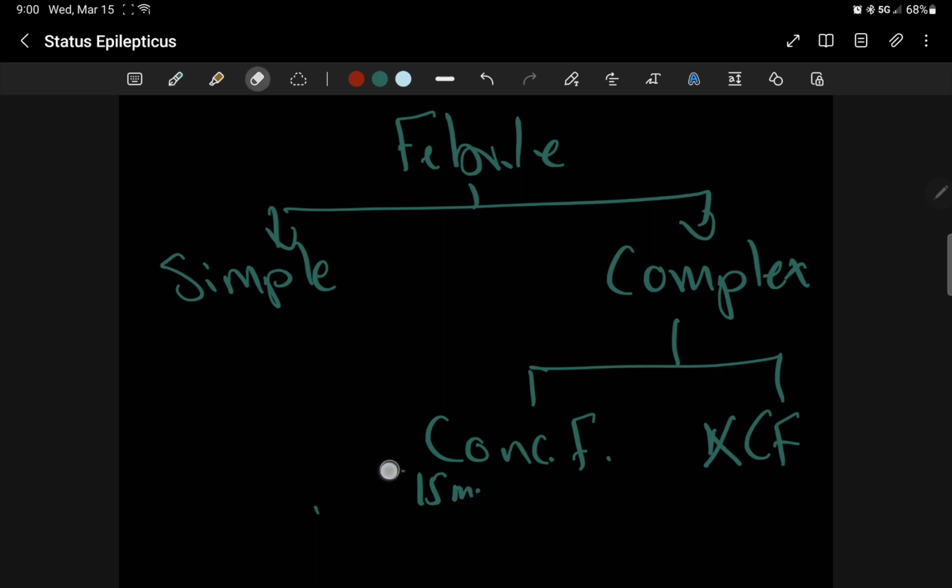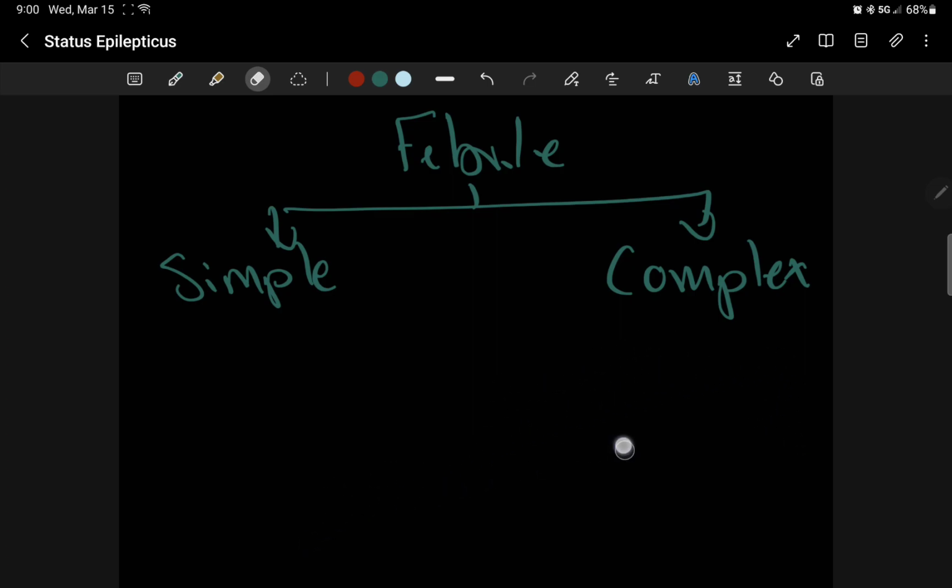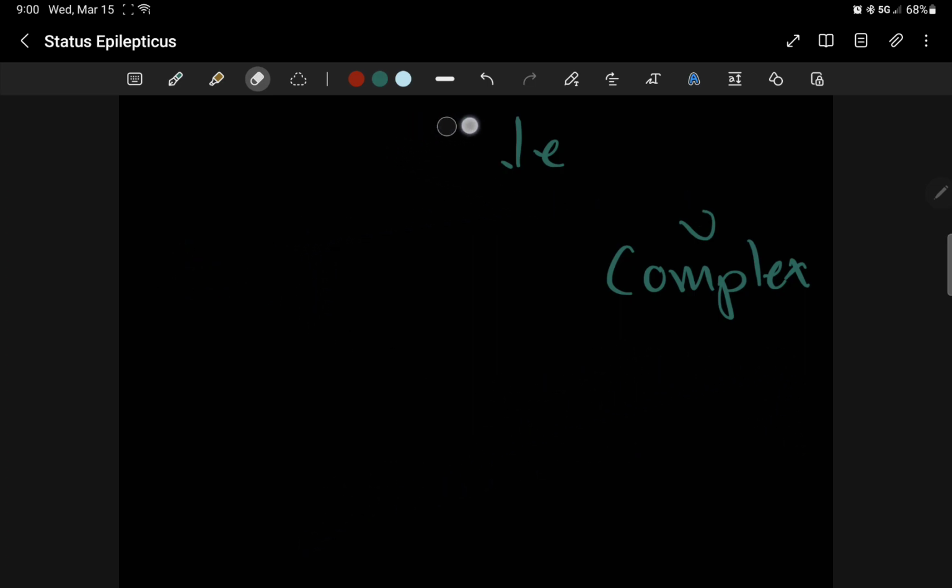Let's actually do it in a much cleaner room. Okay. So I'll have it this way.